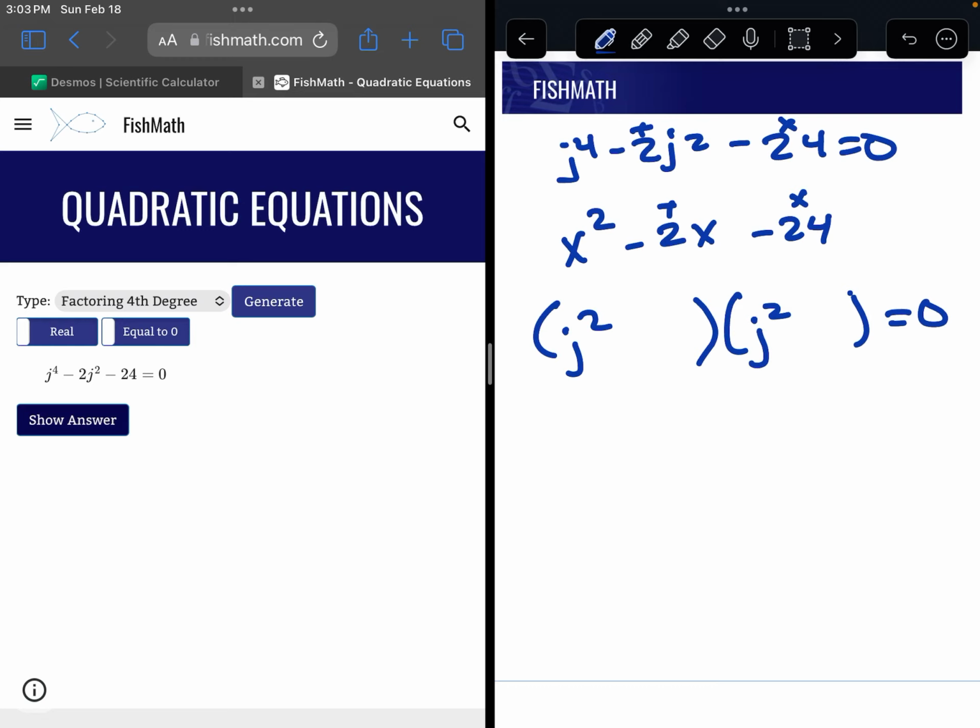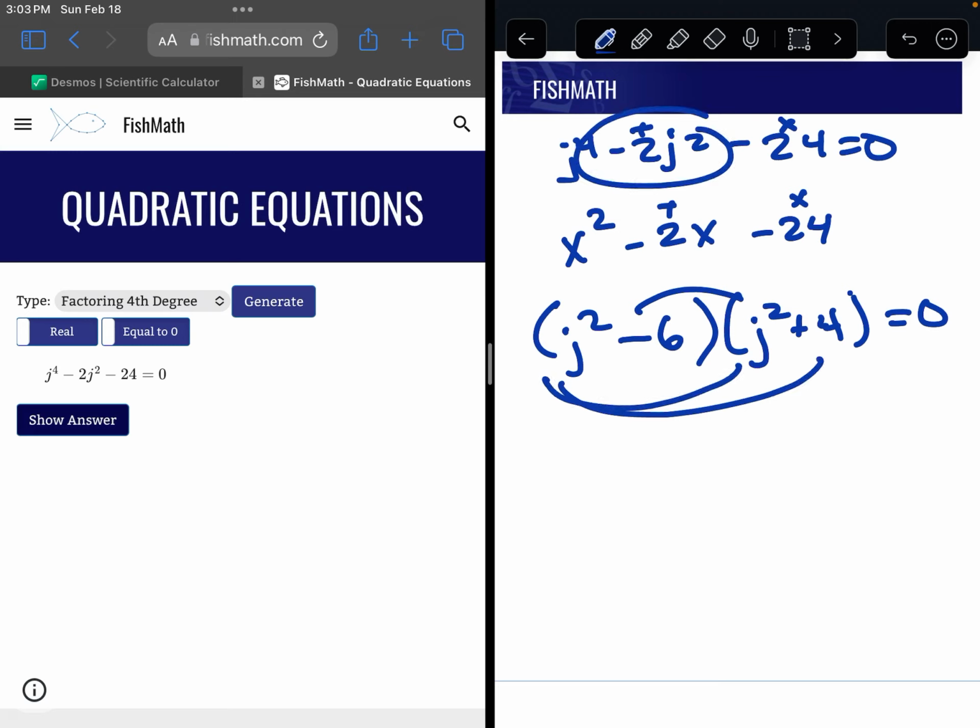So what multiplies to negative 24 and adds to negative 2? That would be negative 6 and positive 4. And then again, if you multiply these out, this will give you negative 6j squared. This will give you plus 4j squared, which is why it's negative 2j squared. And then these two make j to the fourth, and these two make the negative 24. So it all works out very similar to quadratics, even though technically it is a fourth degree polynomial equation.